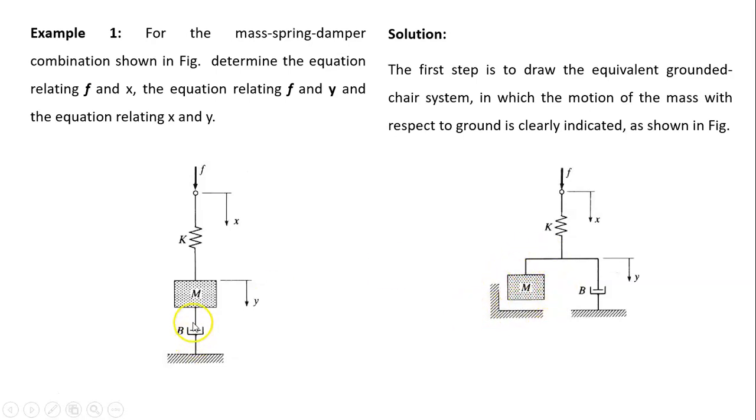And damper B is connected to the y coordinate here and to the ground here at the bottom. Therefore, this is the grounded chain representation of this diagram. Therefore, we will find out the relation between f and x and f and y.